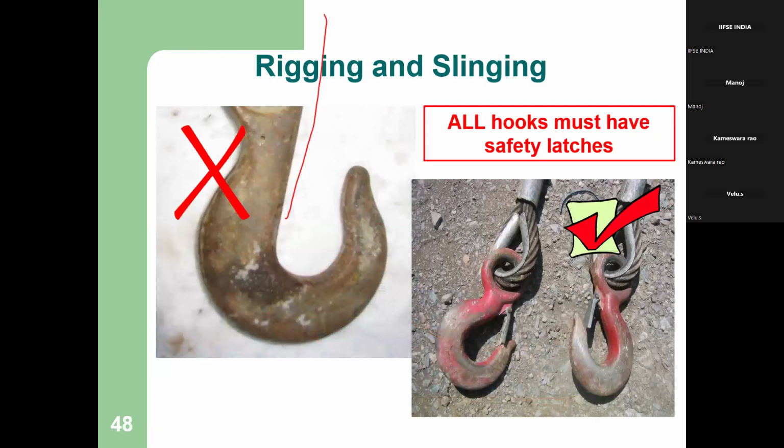Now here you can see two different types of hook that are being used, but usually safety people should not allow a hook that does not have, here you can see this is what we say the safety latch. If the hook does not have the safety latch, please do not allow it. But crane operators usually have the spare part for this, then they can go for the fixing of that.